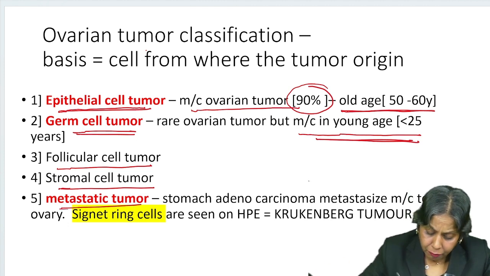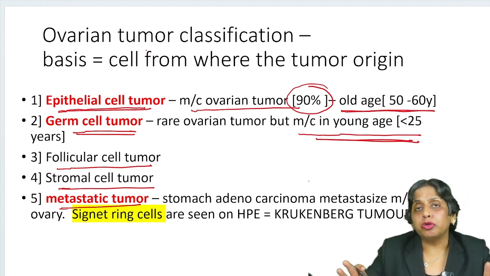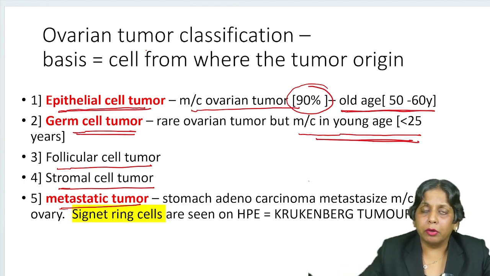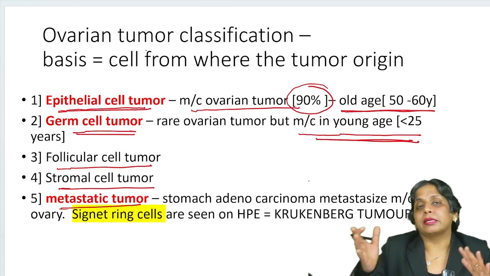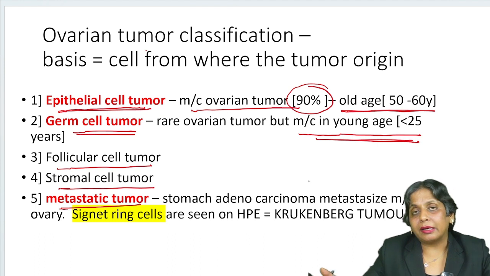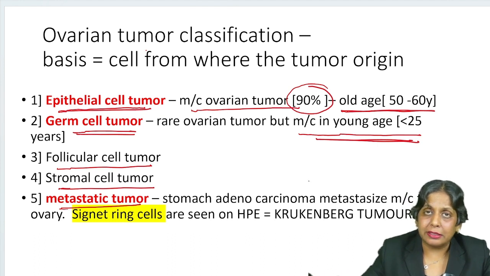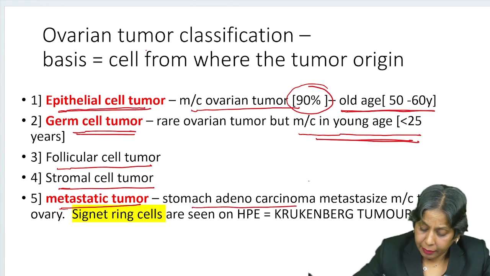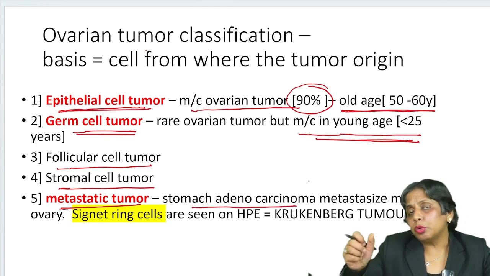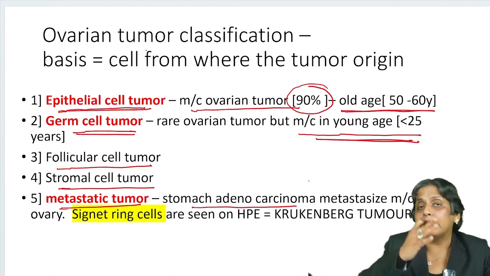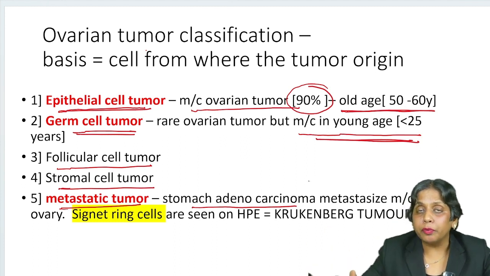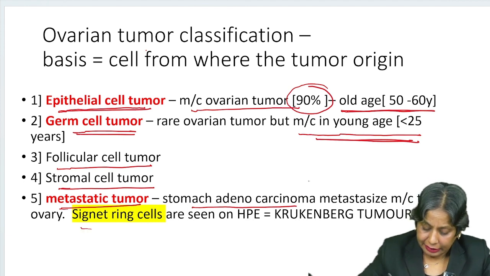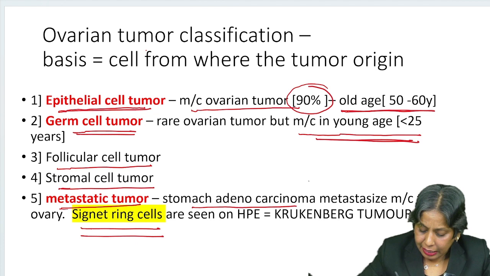Number 5 is metastatic tumor. If the primary of the tumor is somewhere else, not the ovary, and the ovary is the secondary, meaning some tumor has metastasized from its primary and come to the ovary, then it is a metastatic tumor. The most common tumor which metastasizes to the ovary is stomach adenocarcinoma. How will we know whether this ovarian mass was primary or secondary? We will remove that ovarian mass, and on histopathology if we get signet ring cells, it means that it was secondary.